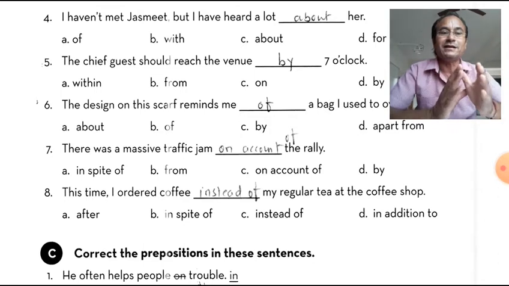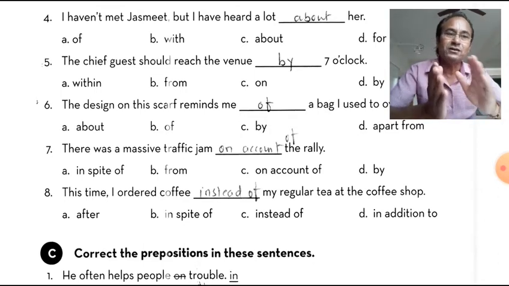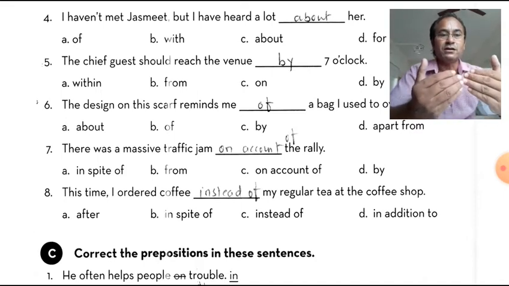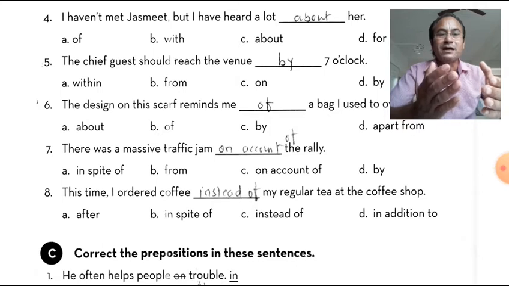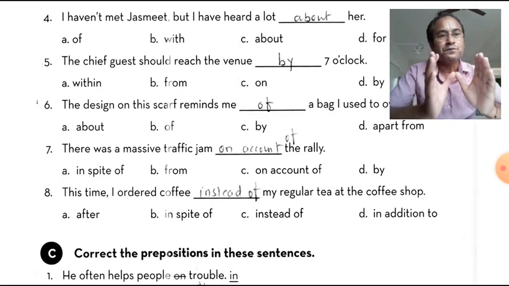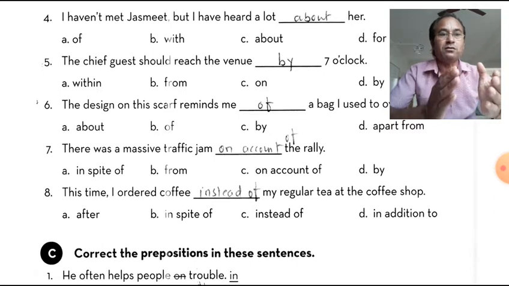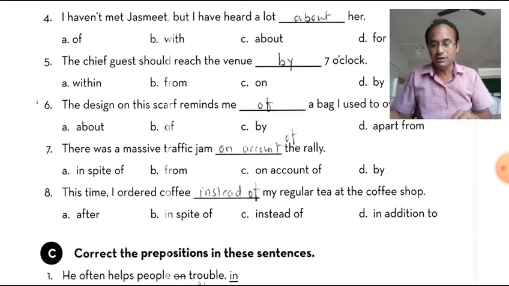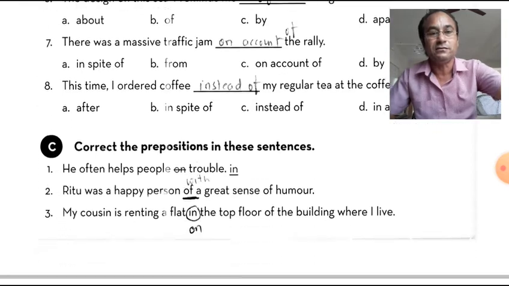So the options are after, instead, in spite and in addition to. In addition to, उसके अलावा; in spite, फिर भी; after, उसके बाद; लेकिन instead of, के बदले. मैं हर बार टी मंगवाता हूँ, लेकिन इस बार this time I ordered coffee. मैं जब भी आता हूँ तब मैं टी मंगवाता हूँ, इस बार मैंने कॉफ़ी मंगवाई है. So these are the prepositions. Exercise number B. Now let's see.